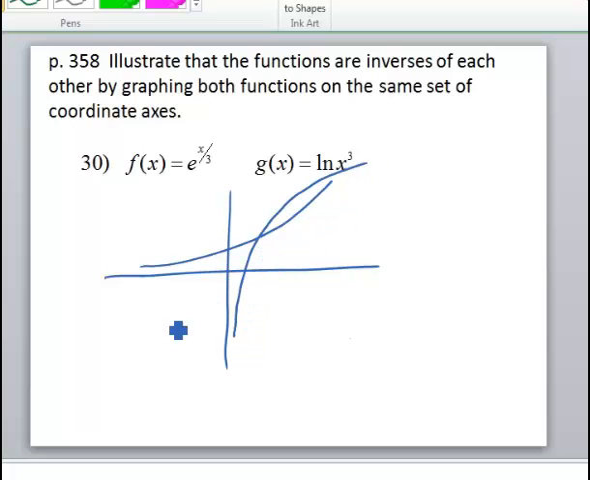What I want you to recognize, though, is when you put them in your graphing calculator, you should see that they're symmetric about the y equals x line. So that means that you could fold them in half over that y equals x line.